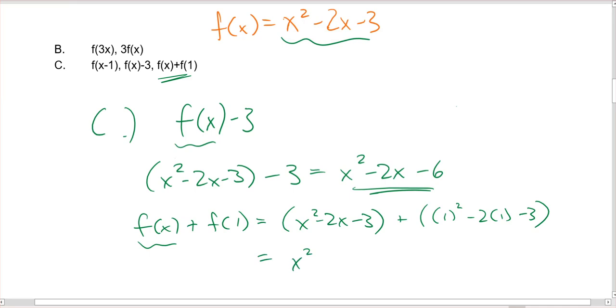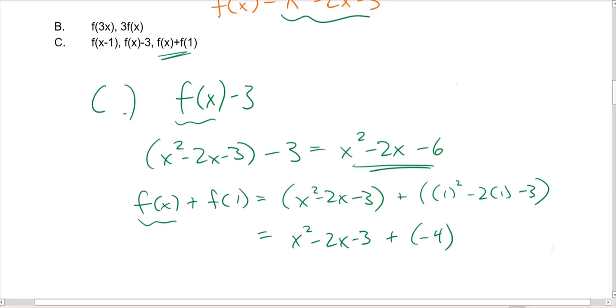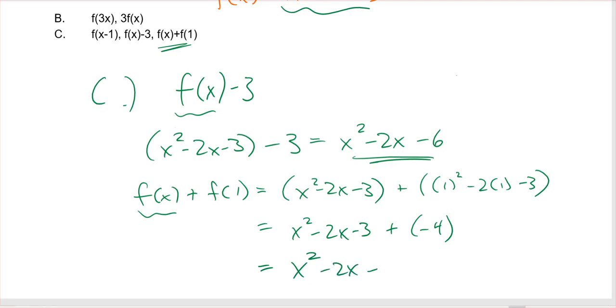So we got x squared minus 2x minus 3. That's not changing. And then we're going to add whatever this thing is. So I got 1, right? 1 squared is 1. Minus 2, so that's negative 1. Minus 3, so we got negative 4. Okay, so now we've got x squared minus 2x, right? Those don't have any like terms, but now we've got minus 3 plus minus 4, so we got minus 7. And there we go. All right, so we would say f of x plus f of 1 is x squared minus 2x minus 7.